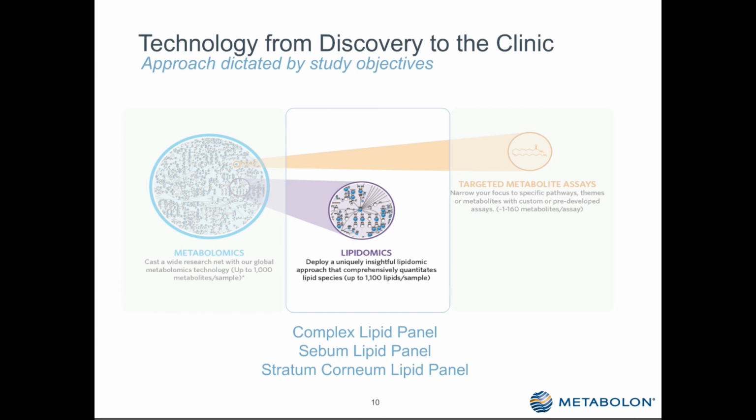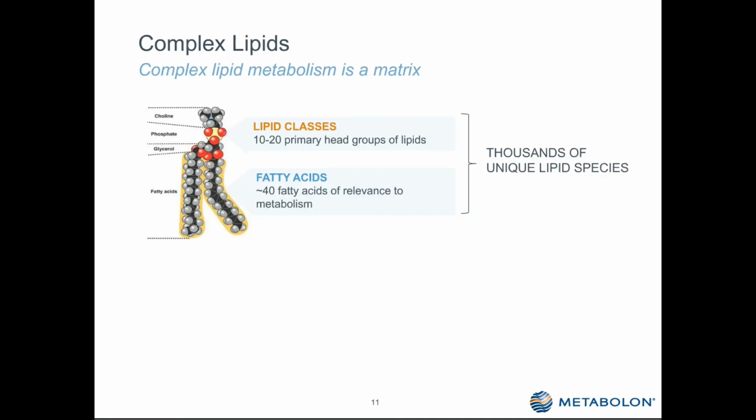Next, I want to talk a little bit about lipidomics. And Metabolon actually has 3 separate lipid panels, including the complex lipid panel, sebum lipid panel, and stratum corneum lipid panel, and I will talk about each one briefly. So complex lipids are lipids that usually have a hydrophilic head group and 1 or 2 more hydrophobic fatty acids. For example, here we're looking at a phospholipid that has a choline, phosphate, glycerol head group and backbone, and many different types of fatty acids.